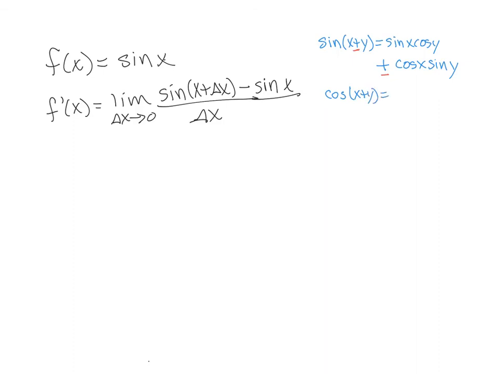Cosine always goes first, and she stays with her own kind. So the cosine of x, cosine of y, and then she flips the sign before she lets the sine have a chance. There we go.